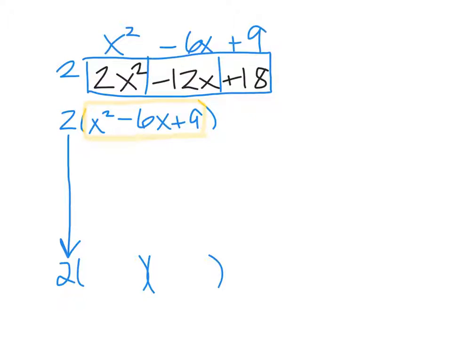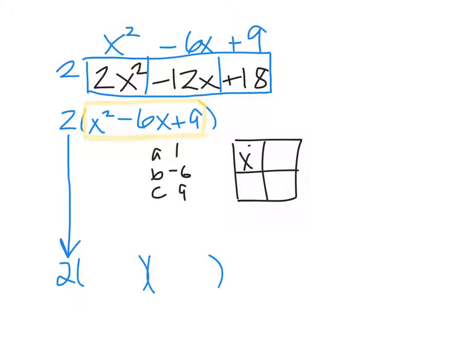It's dead to me. So when we're doing X box, we do A, B, C. So my A is 1, B is negative 6, and C is 9. So first term, first box, x squared. Last term, last box, 9. Multiply those, and that goes at the top of my x. So 9. What two numbers multiply to 9, and b goes at the bottom, and add to negative 6? That would be negative 3, negative 3.